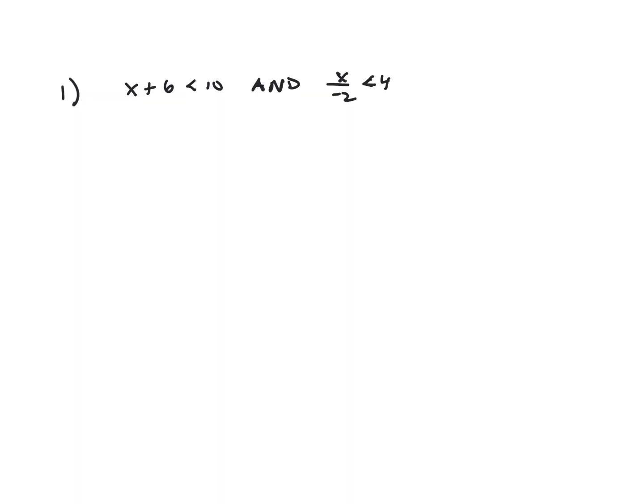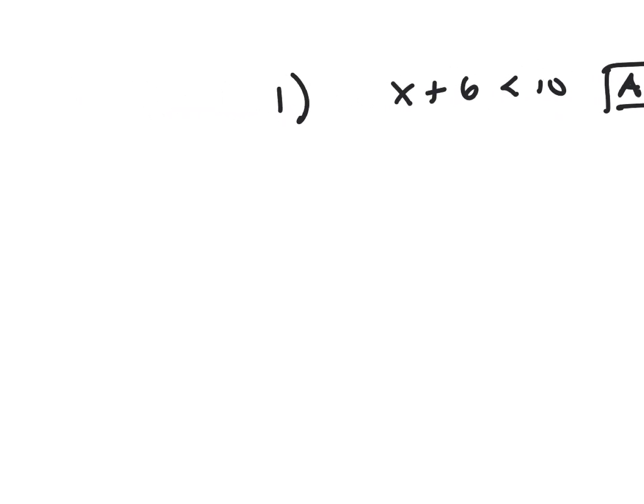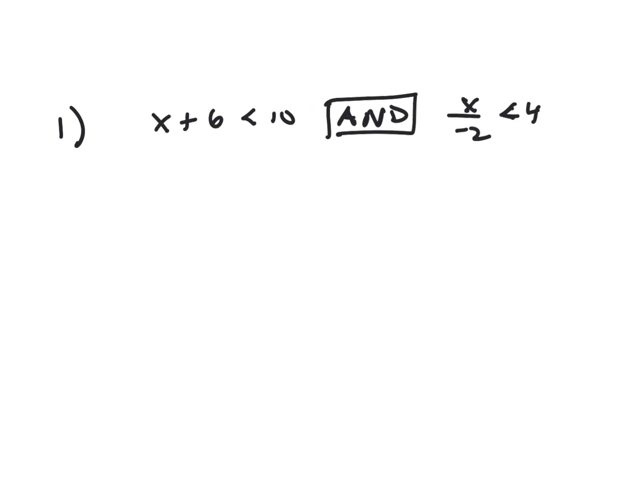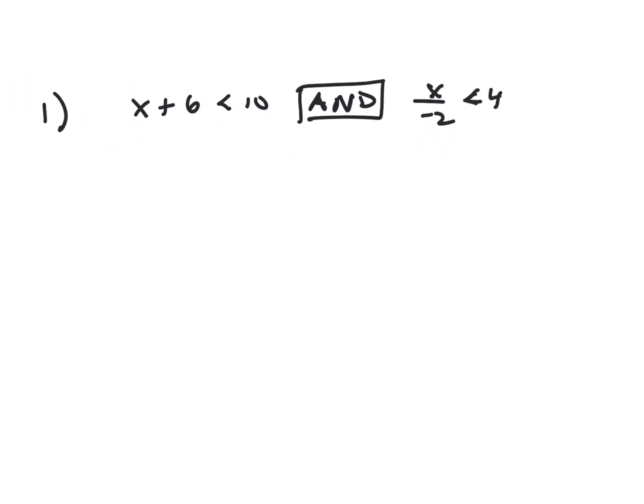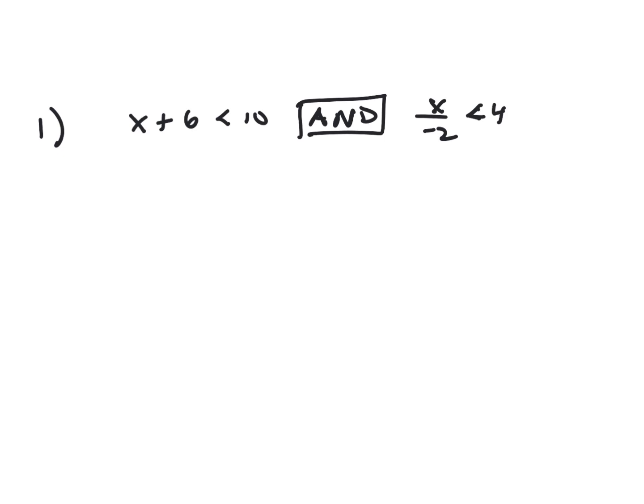Okay, when you solve an and where there are two of them separated with an and, you're just going to solve the first one, and then you're going to solve the second one. So we're going to solve the first one. And remember, we want to undo adding 6 by subtracting 6. So we're going to subtract 6 from both sides. Positive 6 and a negative 6 zeros out, and that leaves you x is less than 4.